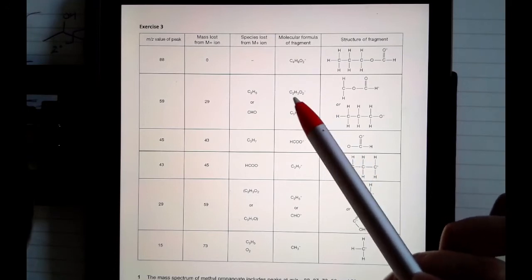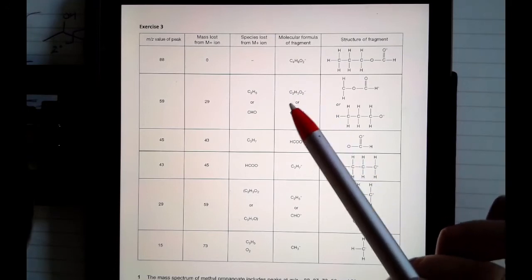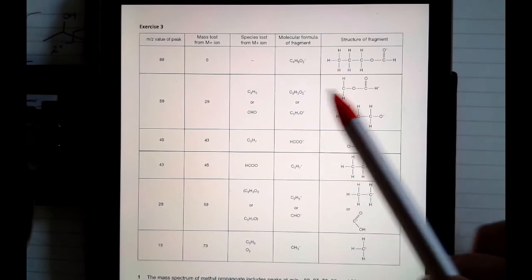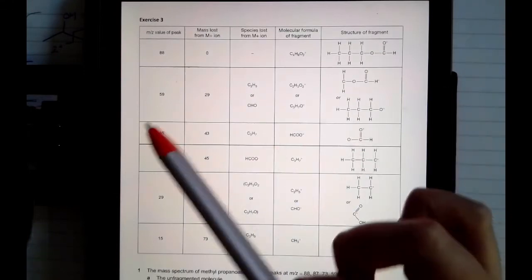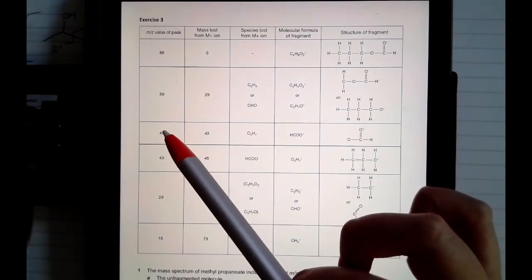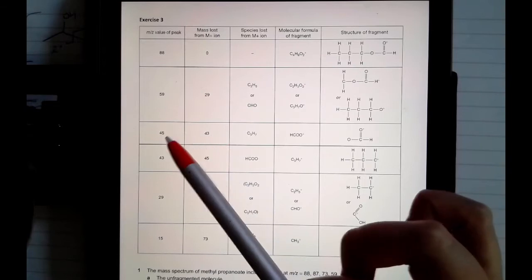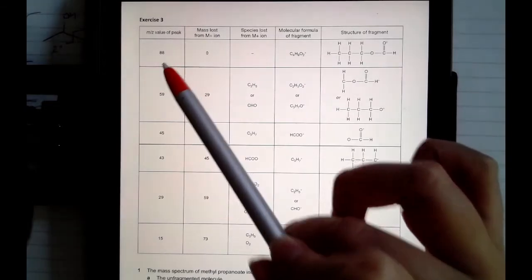This is your molecular formula of one fragment, again with a positive charge. This would be the molecular formula of the other, and then they have it here drawn out in full. Again, it doesn't matter where you're putting that positive charge. Next peak has a value of 45, therefore you're losing 43, because 45 and 43 gives you 88.